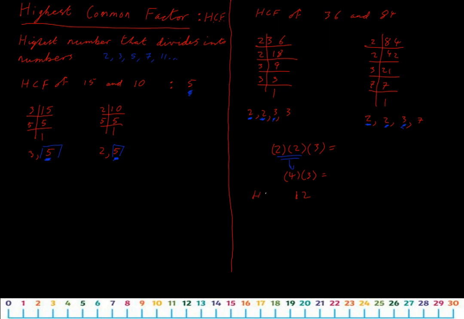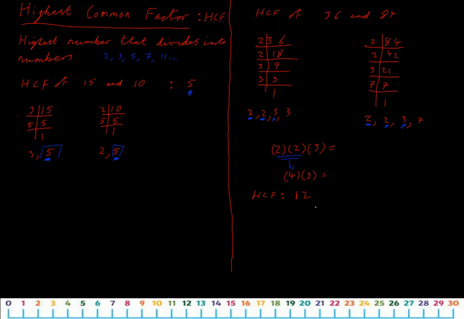So it is the highest common factor. So 12 is the largest number that divides into 36 and also divides into 84. It's the biggest number that divides into both of those numbers. That's the highest common factor. So the name tells you exactly what it is. Highest, it's the biggest. Common, it divides into both. And factor, it's a divisor. It divides into the numbers. So that is our idea of our highest common factor.